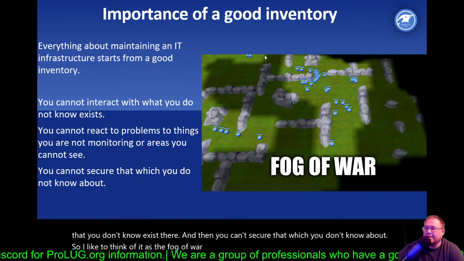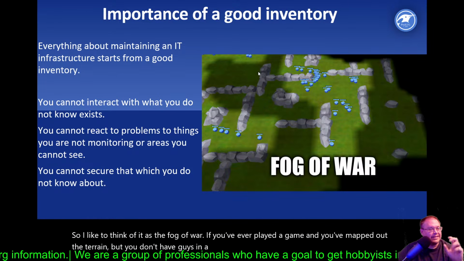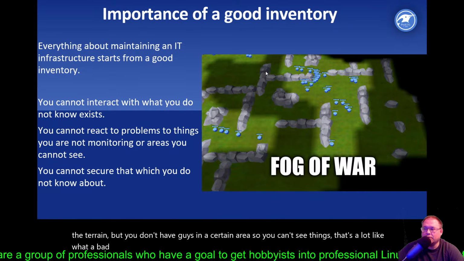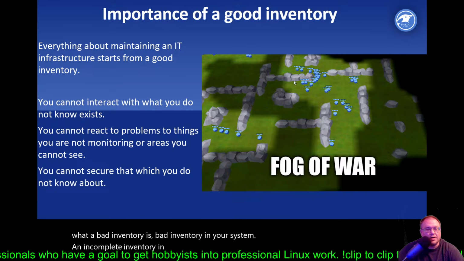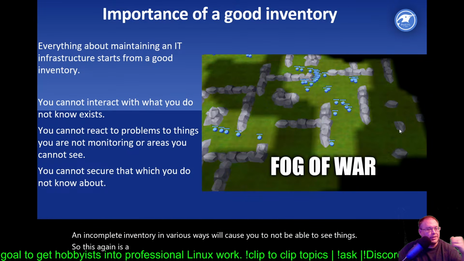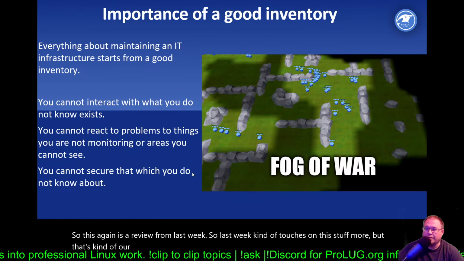If you've ever played a game and you've mapped out the terrain, but you don't have guys in a certain area so you can't see things, that's a lot like what a bad inventory is. Bad inventory in your system, an incomplete inventory in various ways, will cause you to not be able to see things. So this, again, is a review from last week. Last week touches on this stuff more, but that's our high-level review of it.